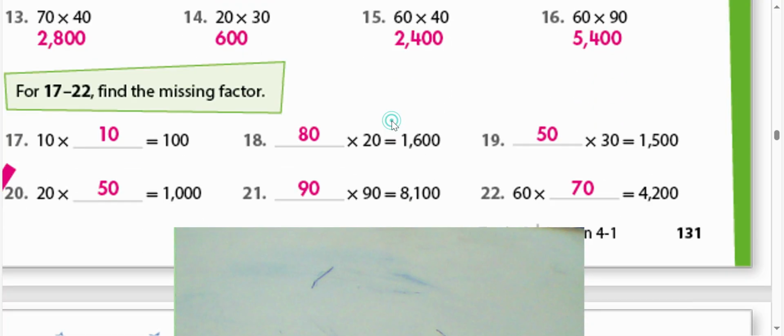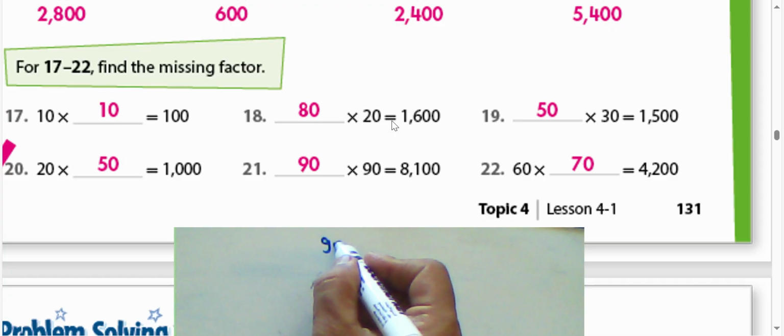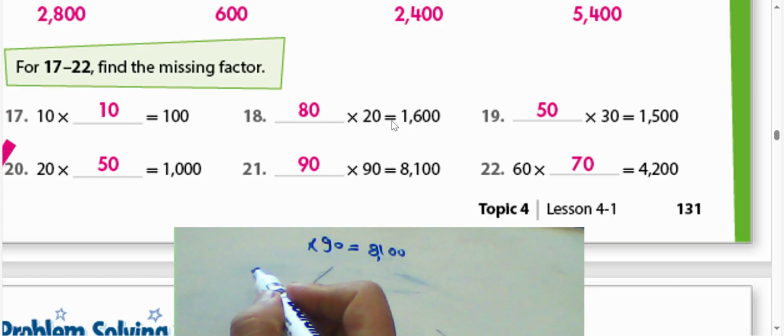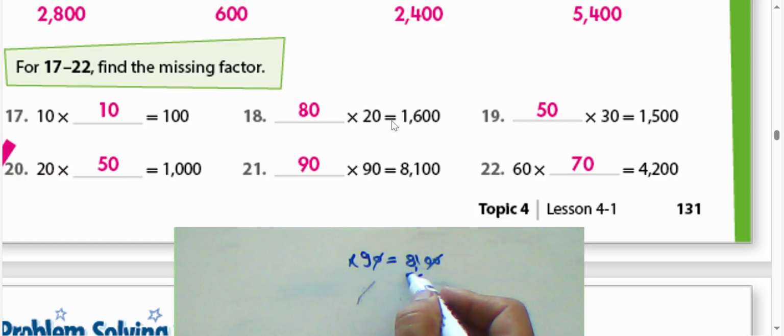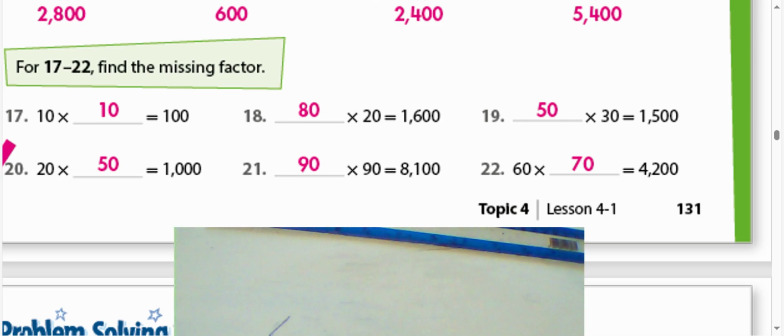Next question. 90 times what equals 8100? We can divide the two numbers here. Okay, cancel 0 by 0 here, and 81 divided by 9, and write 0. Understood? The answer will be 9. You can divide the two numbers.